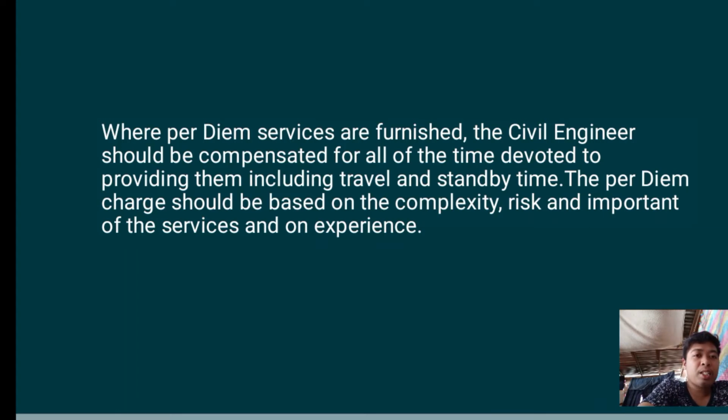So, kagaya ng sa per hour billing rate, a civil engineer is compensated per day, which the rate of the charge or the compensation varies, depende pa rin sa complexity o kung gaano demanding yung work, risk, and importance.